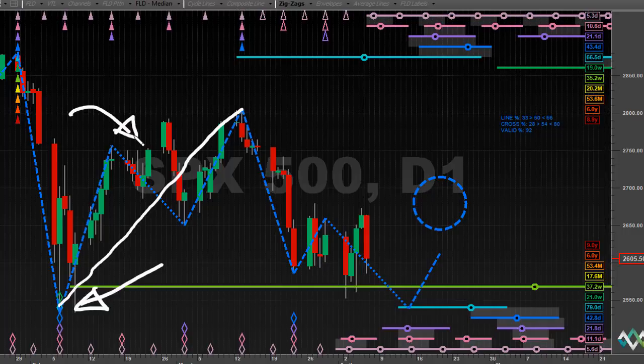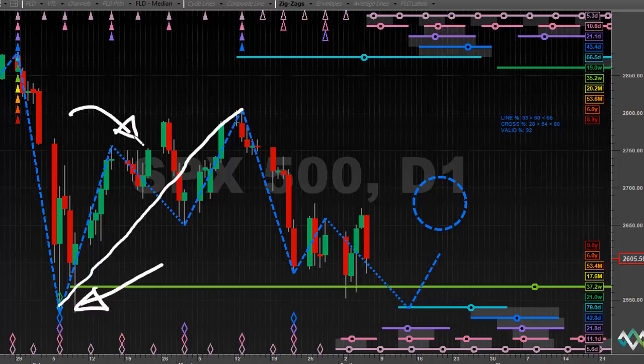So I hope that answers that question. The zigzags do calculate price targets. Sometimes they're amazingly accurate, sometimes they're not very accurate. It's just the nature of the game. But they do calculate price targets, and so they give you useful additional information.